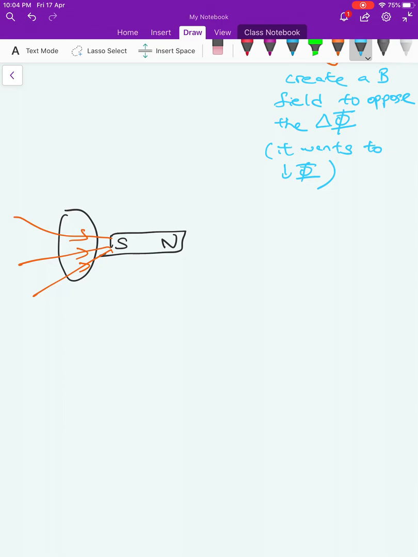那个 coil 要怎么办？ 就要 decrease the B field line 或者 decrease the magnetic flux linkage, okay? So 要 decrease the magnetic flux linkage, 它就要 create a B field that is in this direction. Okay. So 我们用我们的 right hand grip rule. So 我们的 current 应该是往哪里?